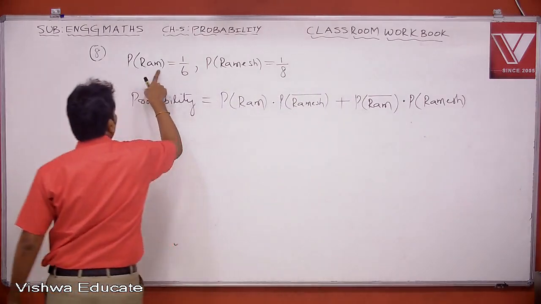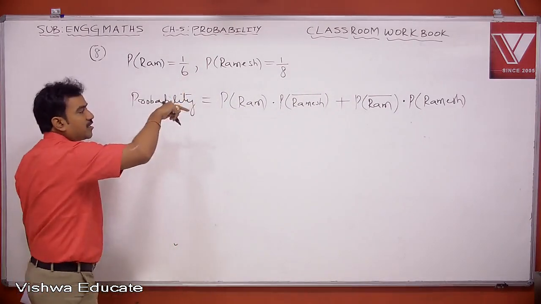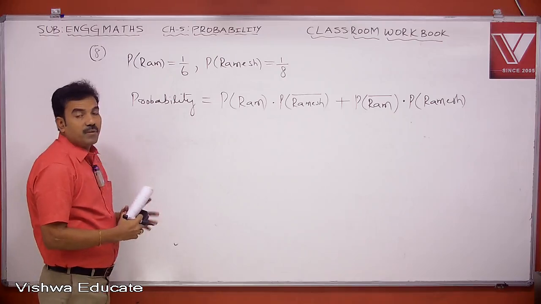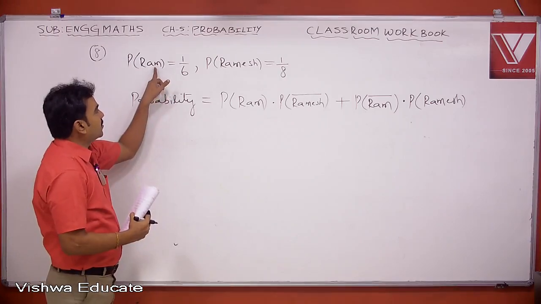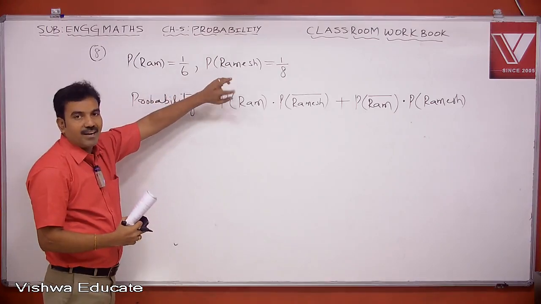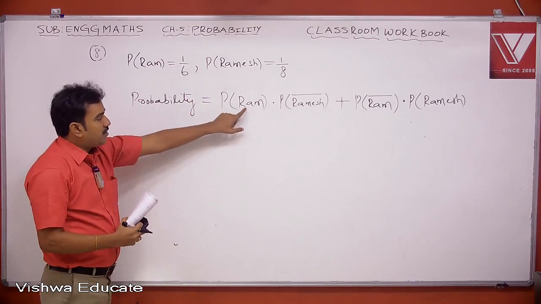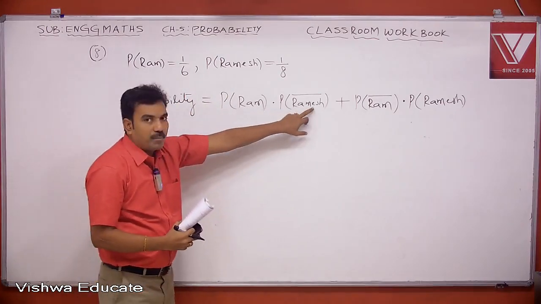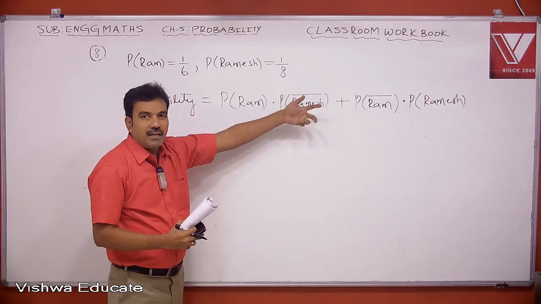So see, the probability of Ram's selection is 1 by 6. Ramesh's selection is 1 by 8. Only one must be selected. If this fellow gets selected, this fellow should not be selected and vice versa. So if Ram is selected, Ramesh should not be selected. Actually both are independent events.